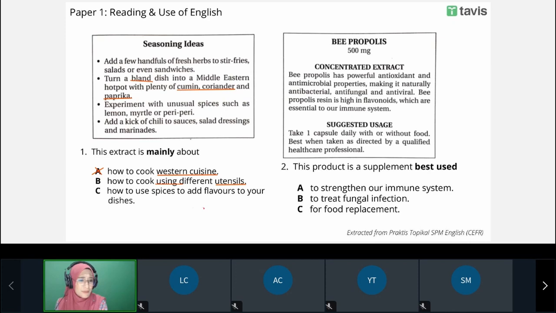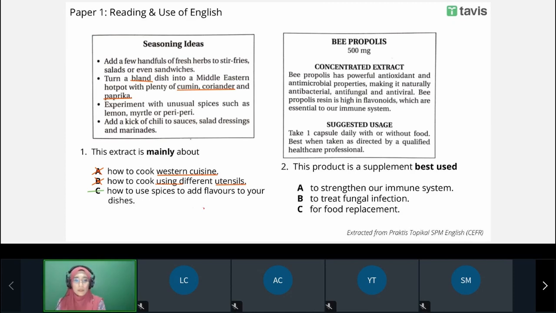Does it say that? No, nothing to do with that. Are we talking about the utensils? No, definitely not. So we can cross this out. And now we know that the answer is C. How to use spices to add flavors to your dishes.